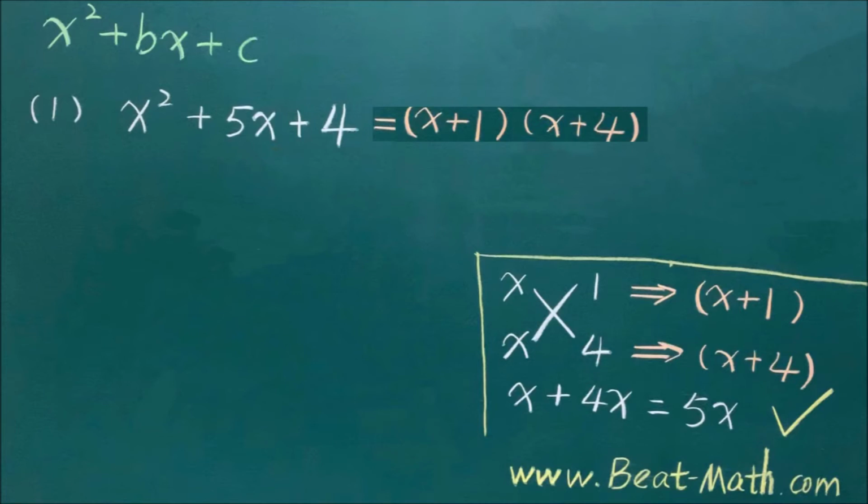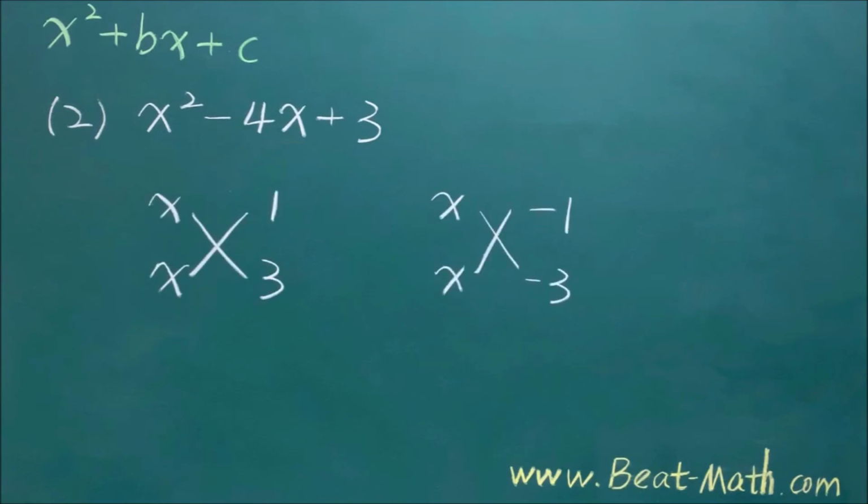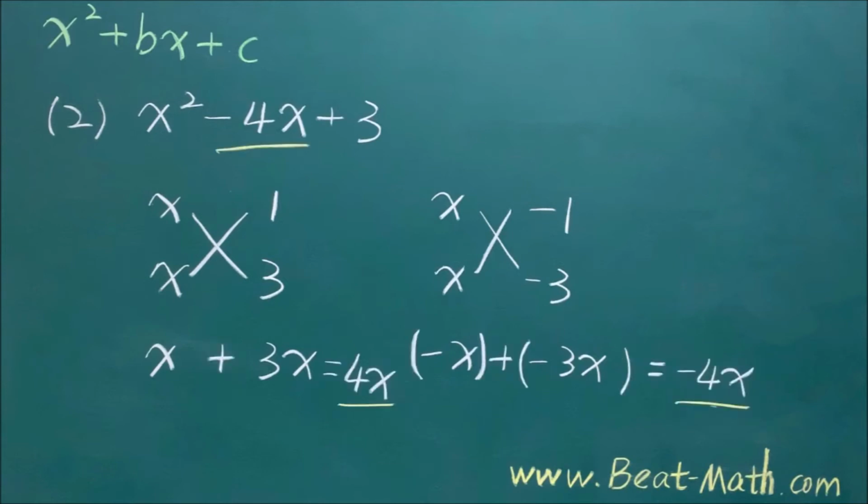Let's look at this one. x squared minus 4x plus 3. Here the 3 can be the product of 1 and 3, -1 and -3. Which pair are we going to choose? Yep, the pair that the addition is going to bring us the -4x, that is, -1 and -3. That means we can factor the polynomial into the quantity of x minus 1 times the quantity of x minus 3.